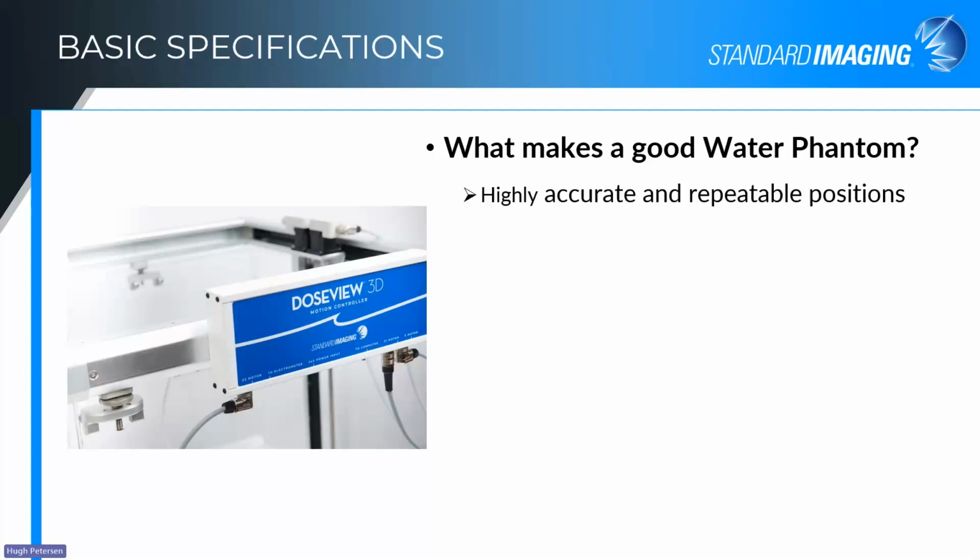Obviously, what makes a good water phantom? You want very highly accurate and very repeatable positions for your scans time and time again. You want high quality raw measurements. That raw data will lead to, hopefully, less post-scan processing and manipulation of the data. So you want to get good initial results from your scans. And with our system, both our software and our hardware, it's very evident that you get very good raw measurements.